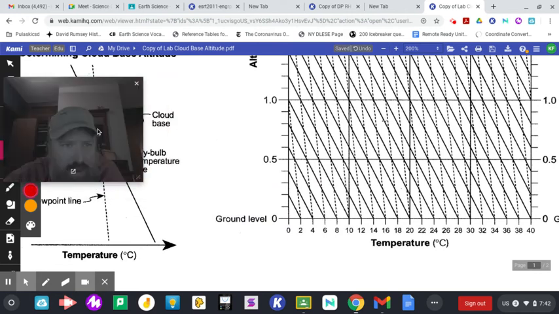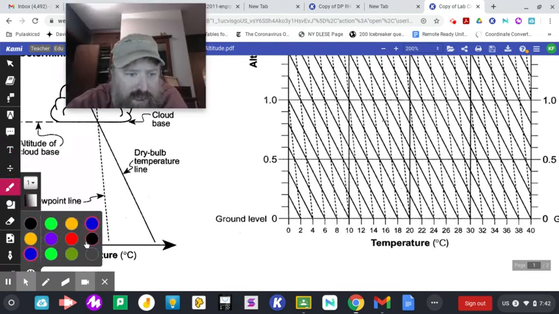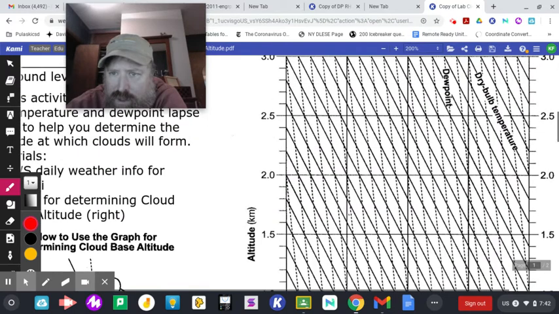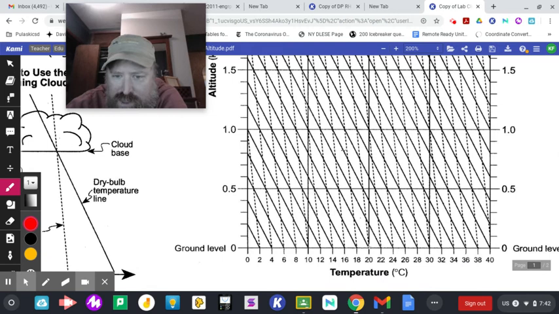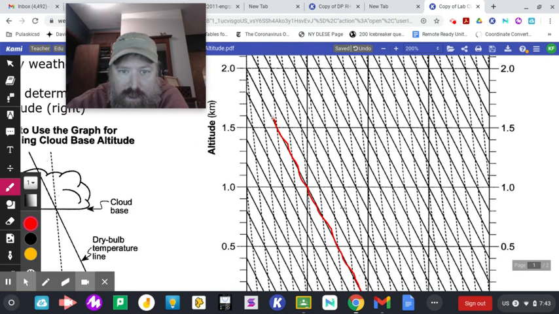But what I want to do, I think it's easiest as you learn this to use a pen. Your call. Let's go back up and just make sure we're doing it right. That the dry bulb temperature lines are these solid lines. What this chart tells us is that if it's 20 degrees outside, and we were to go up in a hot air balloon, the temperature will be decreasing at this rate. This is called the lapse rate. It's colder as you go up. You know that because you've seen snow-capped mountains, right? It's colder at higher altitudes.